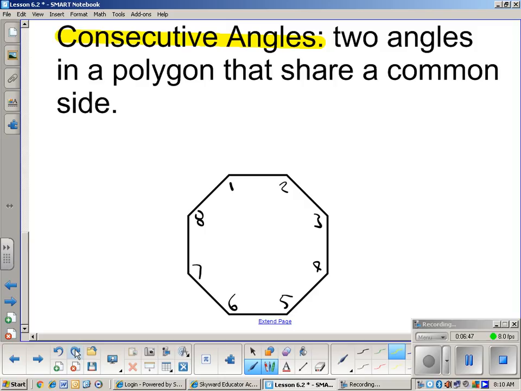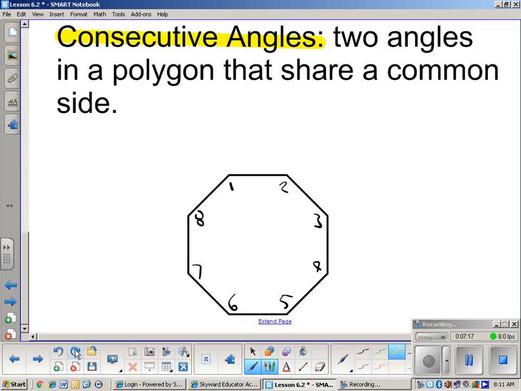How about any others? 7 and 6. Any others? 5 and 4. Any others? 4 and 3. Can anybody give me a different way of describing to maybe your classmate? How would you say it to them, if they say, I don't understand what consecutive angles are, what would you say to them? They're next to each other. They're next to each other? Okay.